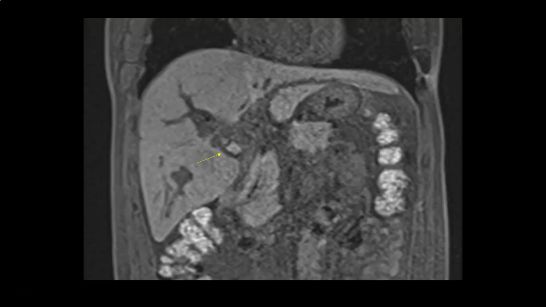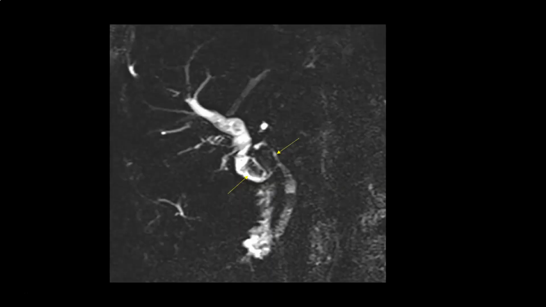The stones are probably pigment stones in view of their high signal intensity on this fat-saturated T1 weighted MRI. It is important while evaluating the stone disease of the bile ducts to look at the thin maximum intensity projection images, not only the whole image maximum intensity projection and the three-dimensional representation, because small stones may be missed.